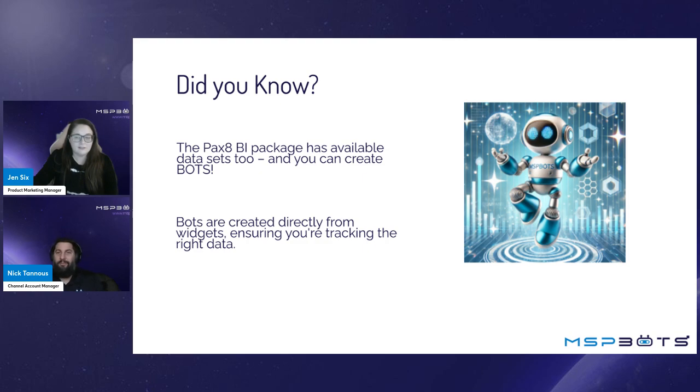So the bots themselves, we can pull from almost anything. And if we don't have it, you can ask us, throw a ticket in, and we can get that going for you. But yeah, bots can be created directly from widgets so that you're tracking exactly what you're looking for. That is massive for our customers because usually you have to poke around and find things. But this just makes it a lot easier to point right at it and say, if this happens, let me know. We love that. Anything that we can automate and make sure we're staying in line.